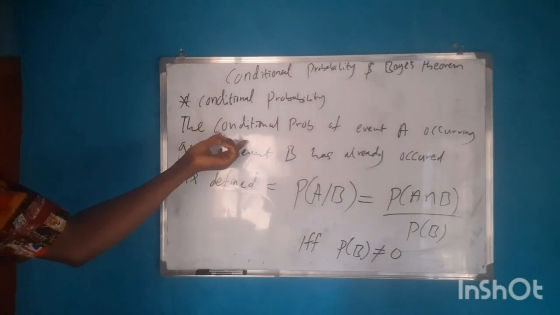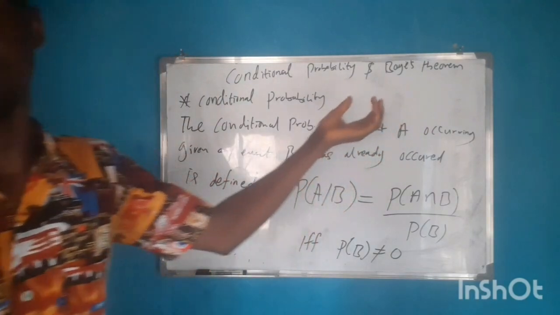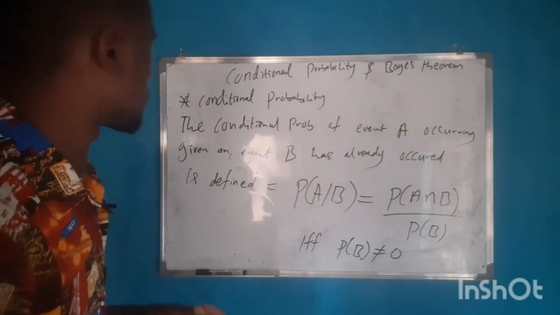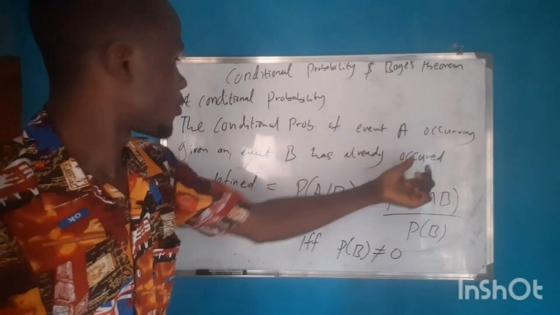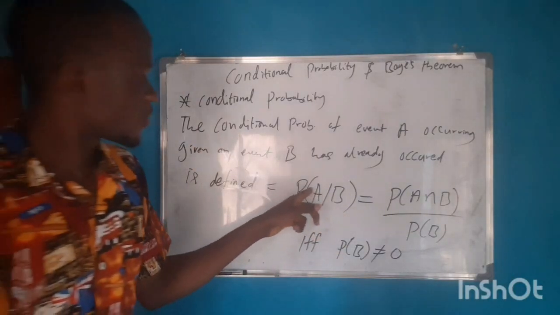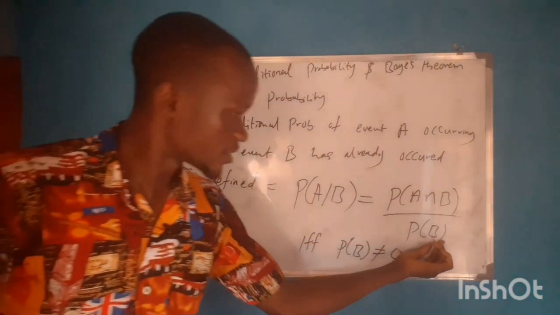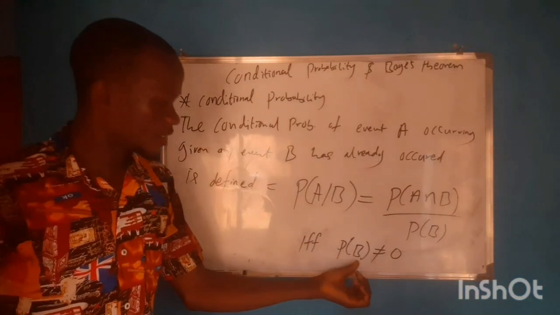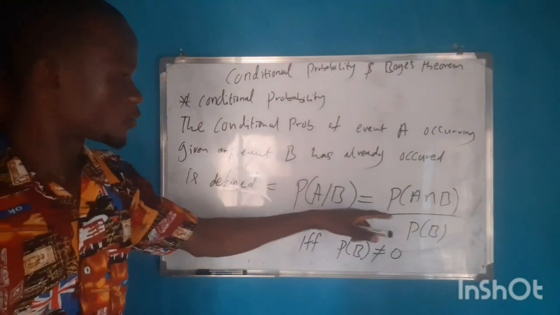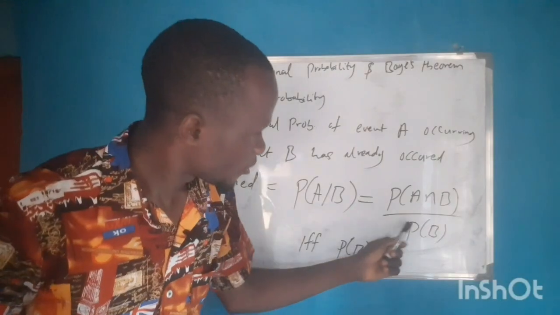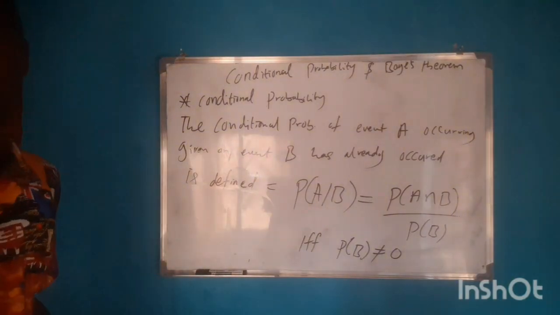When we talk about conditional probability, we are talking about the probability of an event happening when another event has already occurred. The probability of A given B is equal to probability of A intersection B all over probability of B, if and only if probability of B is not equal to 0.